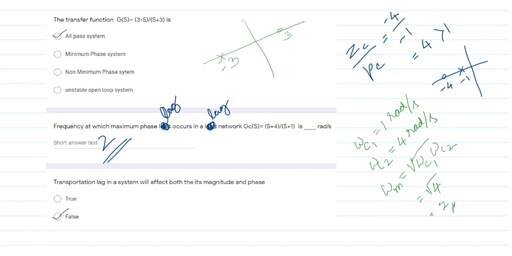Next: transportation lag in a system will affect both its magnitude and phase. We know any transportation lag will affect only the phase of the system. It will not affect the magnitude. But the question says it affects both, so the answer option is the false one. These things are explained in a separate video lecture regarding the all-pass system and transportation lag. You can watch those videos. You'll get a very clear idea.